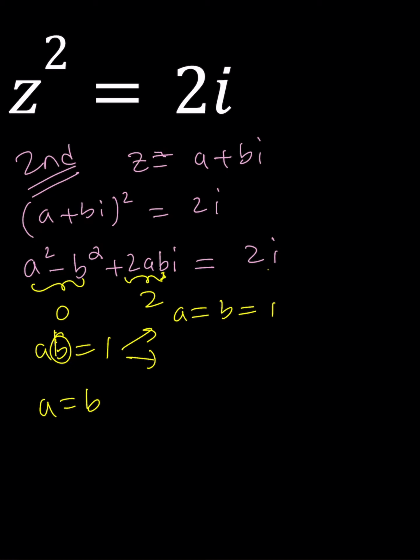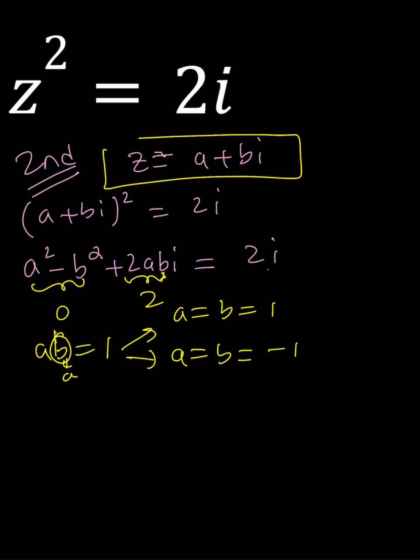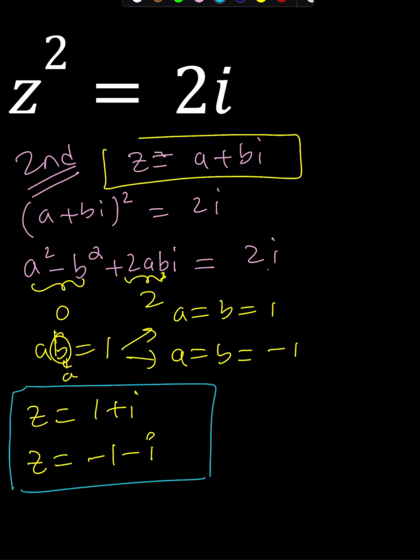And if a is b, you can replace b with a. That gives you a squared equals 1. And that would give you 1, 1, and -1, -1. And that means that we have two solutions. And remember, we assume that z, or the square roots of 2i, would be in this form. So the z is either 1 plus i or -1 minus i. Just like in the first method, we got two solutions, and these two solutions are opposites.